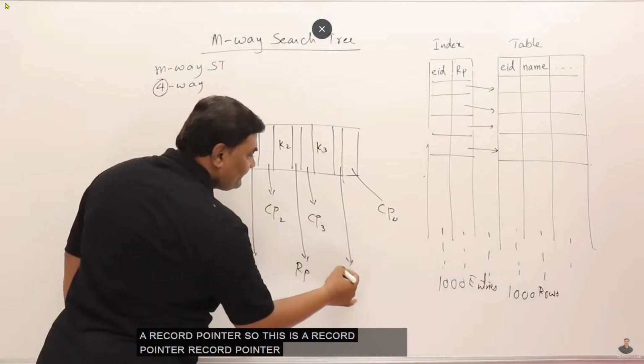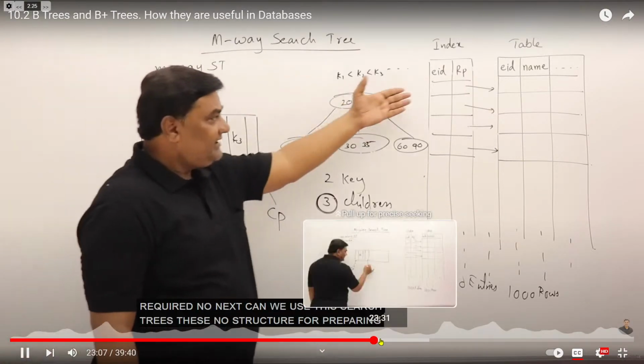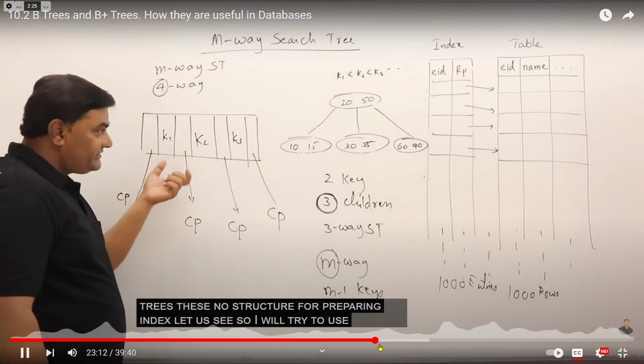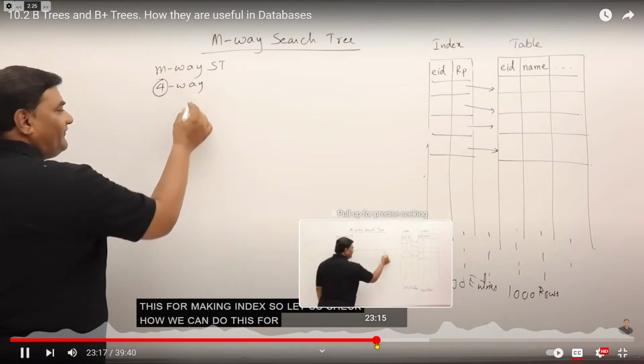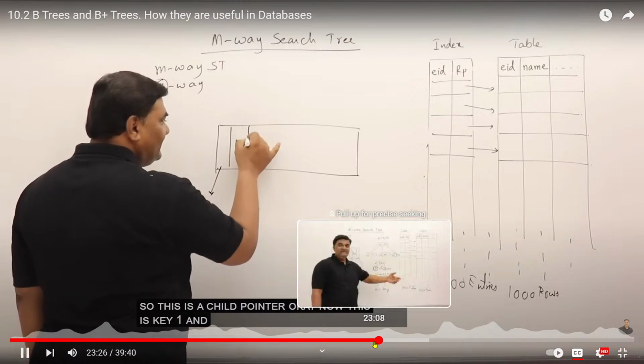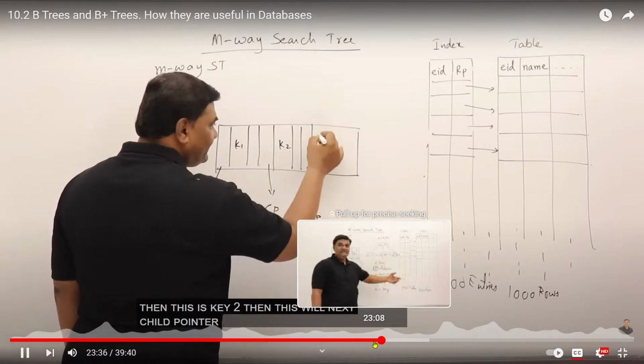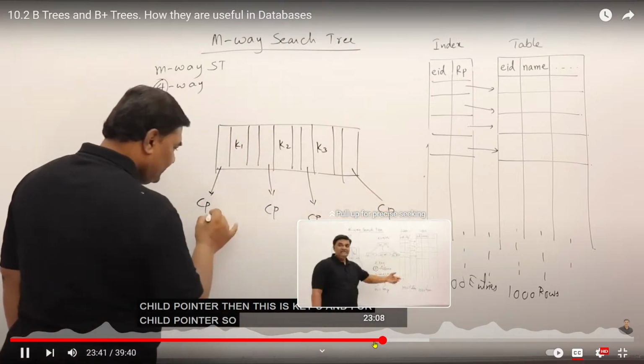So we can utilize m-way search trees for indices, that is, this node structure, for preparing an index. Let us check how we can do this. For a 4-way search tree, there can be 4 children. So this is a child pointer. Now this is key 1, and this is the next child pointer. Then this is key 2. Then this is the next child pointer. Then this is key 3 and the 4th child pointer. So child pointers 1, 2, 3, 4.